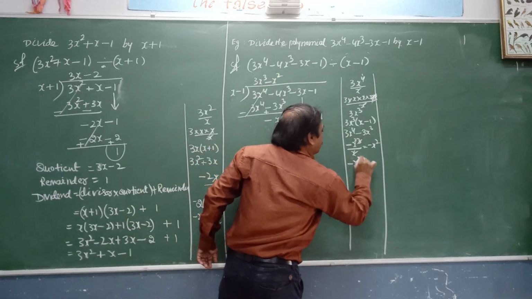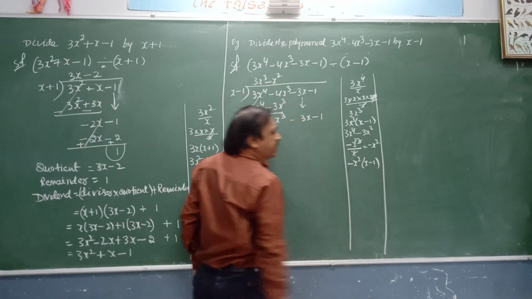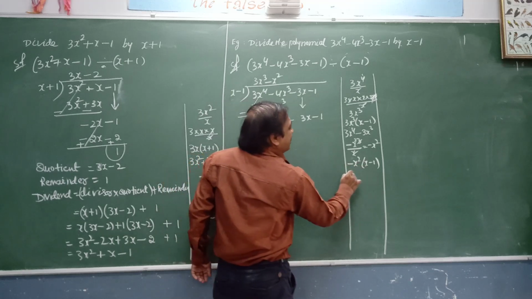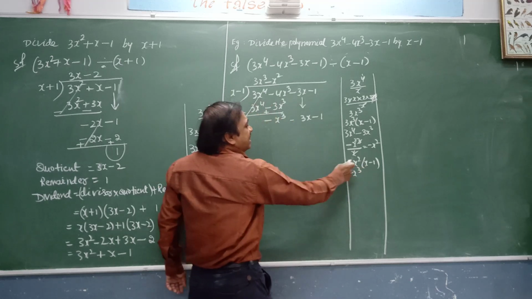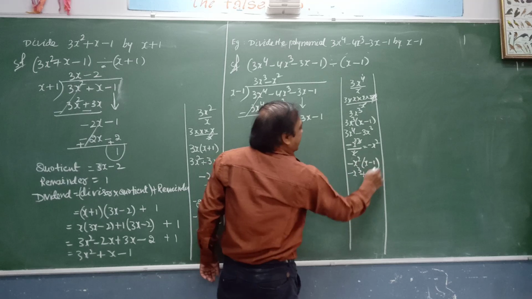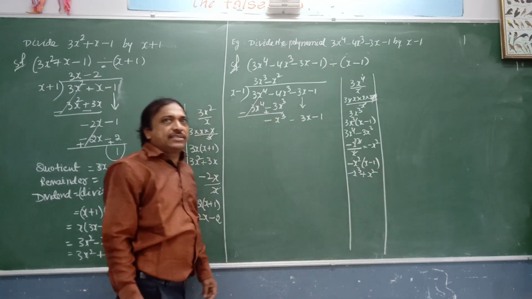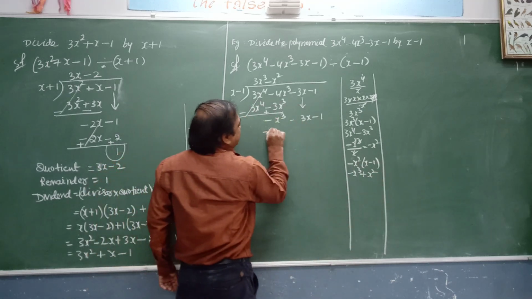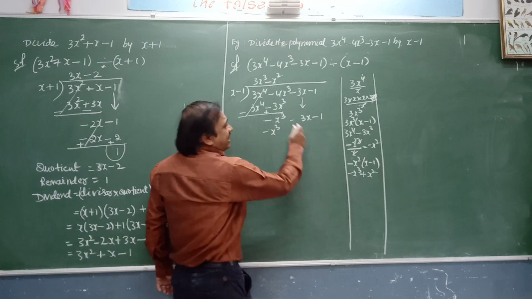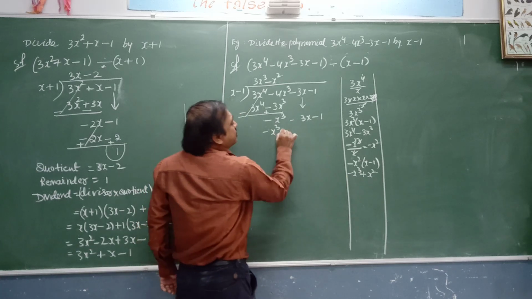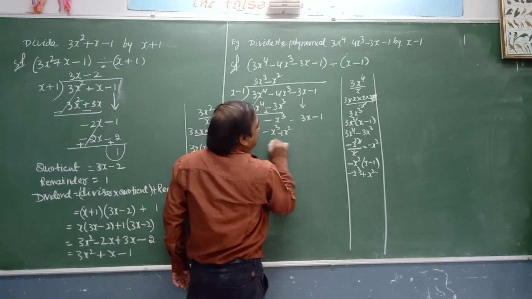So minus x square into x minus 1. Minus x square into x, minus x cube. Minus into minus, plus x square into 1, x square. So minus x cube. Do you have x square term in this? We don't have. So plus x square.